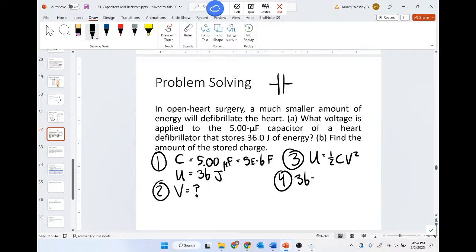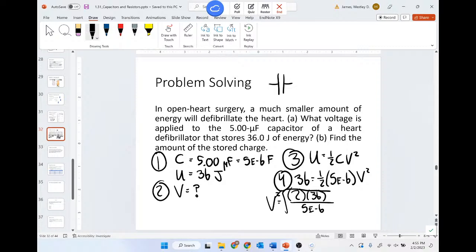U is 36, 1/2 is 1/2, capacitance is 5e to the minus 6, and V squared. So V is going to be multiply the 2 over, divide by the 5e minus 6, square root the whole thing. You know, I'll leave this squared. I won't do all the algebra in one go. 2 times 36 over that 5e to the minus 6. And then I simply square root both sides to get rid of that squared.